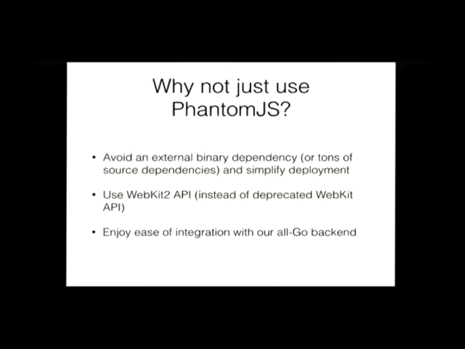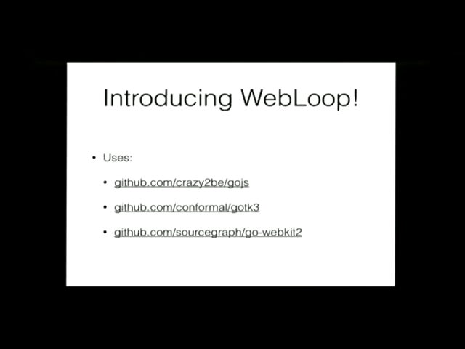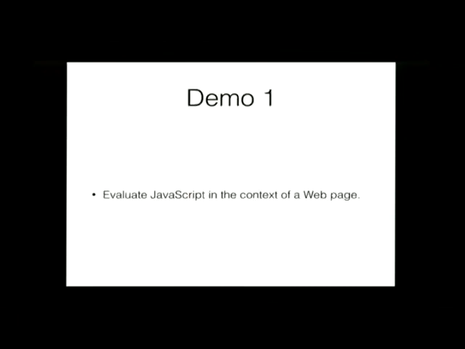And then, Phantom.js already exists, so why rewrite this in Go? Well, there are a lot of reasons, but they mainly boil down to I just like Go a lot better. And I can come up with bullet points, but really the bottom one is just code word for I love Go. So here's WebLoop. It builds on these three other libraries, and I will do a demo of it right now.